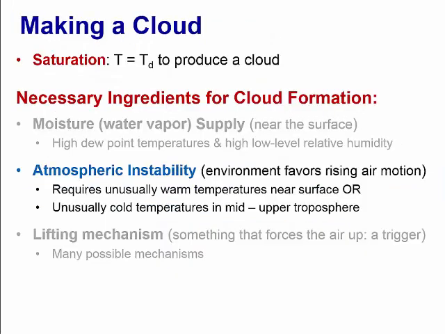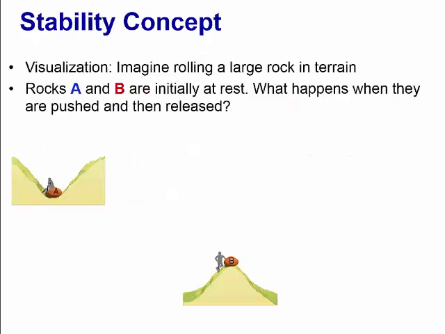Recall that clouds form when the air becomes saturated, or in other words, when the temperature and the dew point become the same value. Creating a cloud requires three ingredients: moisture, which can ultimately become the cloud itself when it saturates, an unstable environment, which will favor rising motion, and some kind of trigger that will ultimately provide the initial lifting that forces the air up. This video, of course, will just focus on the stability piece.